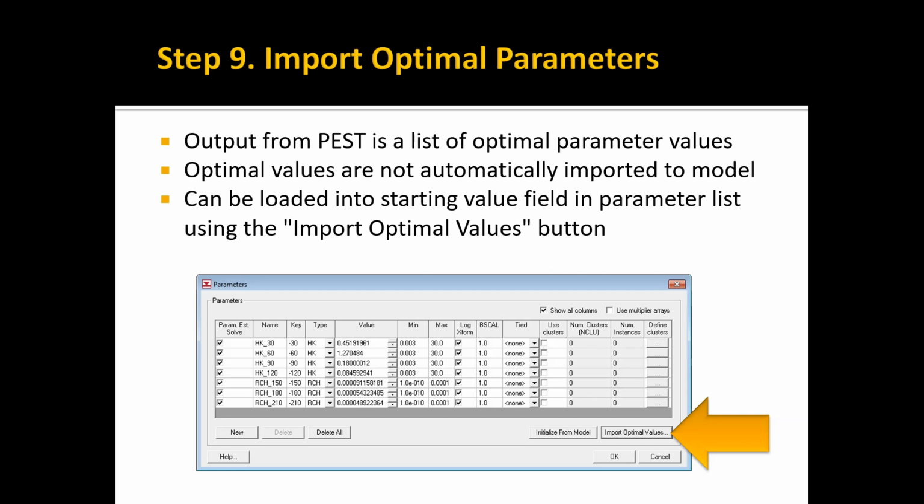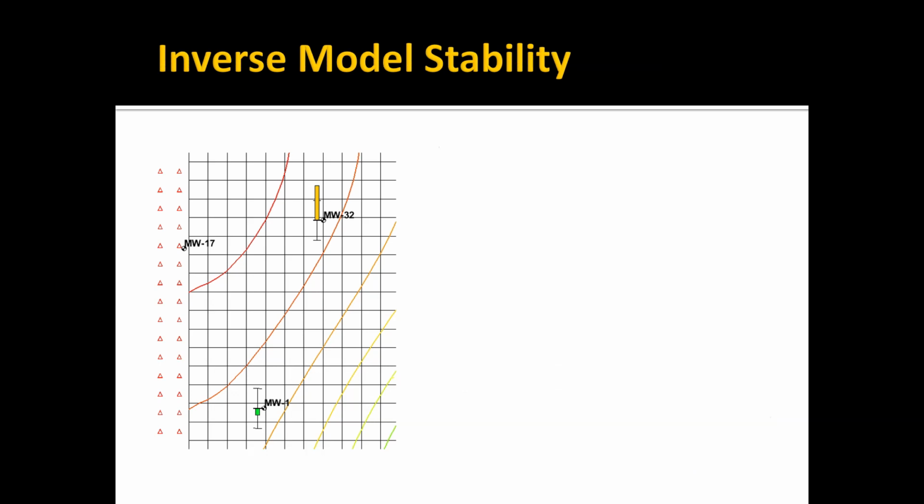And then once you've done that, you can go back to the Global Options dialog, change your run option from inverse mode to forward mode, and then from that point on, your model is still parameterized, which is totally fine, and you can then start using it as a predictive tool. So it's actually very easy to set up and run. It's a very powerful tool. A few other things we need to talk about though before we attempt it. One of these is inverse model stability.